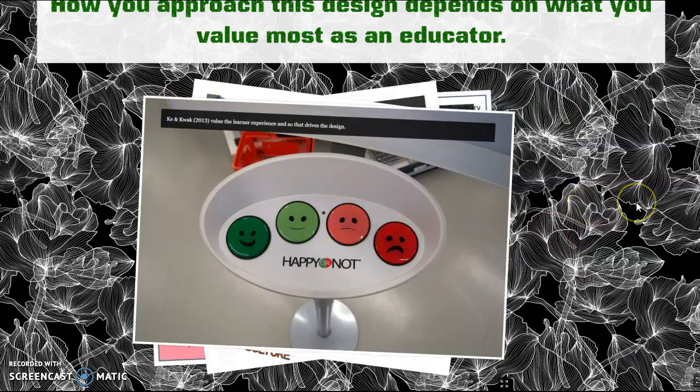And then we've got Key and Kwak from 2013. They were really focused on the learner experience. And so how were they experiencing the online course? And through that study, they were considering what would be best to drive their design.